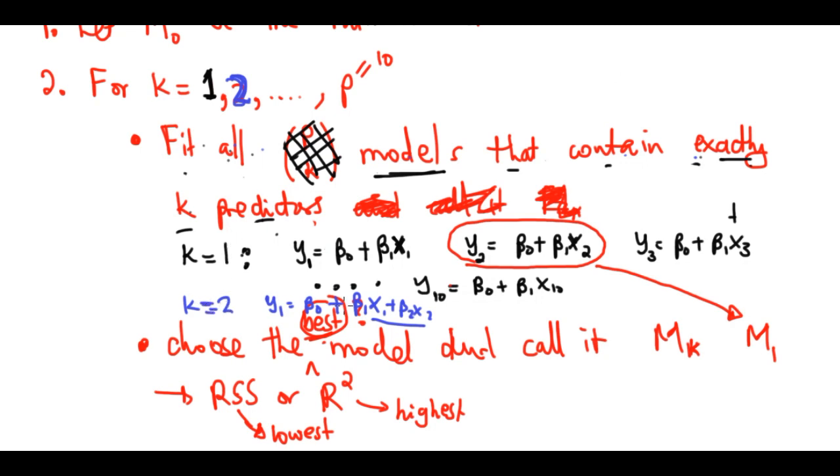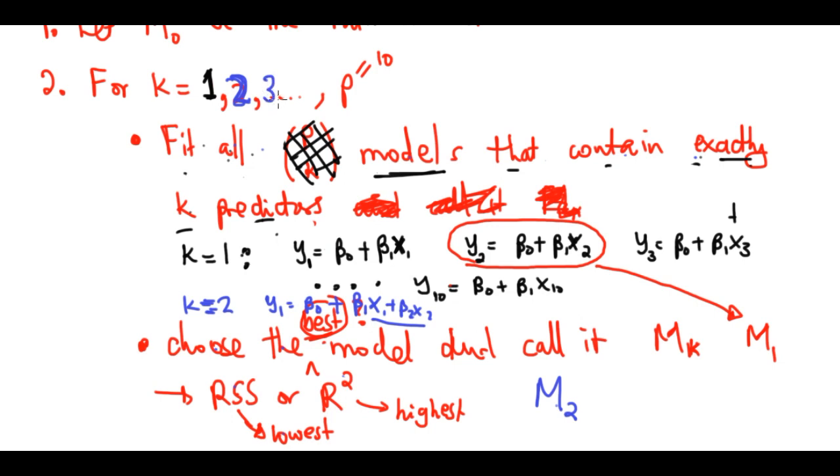And you compare their RSS, you move on to the second part. After you've fit all those models that you can come up with, you choose the best model out of those k equal to 2 models. When you've chosen the best model using your RSS, the lowest RSS or the highest R squared, you call it M2. Out of those that came from 2 predictors, it's now called M2. Right? You do that for k equal to 3.